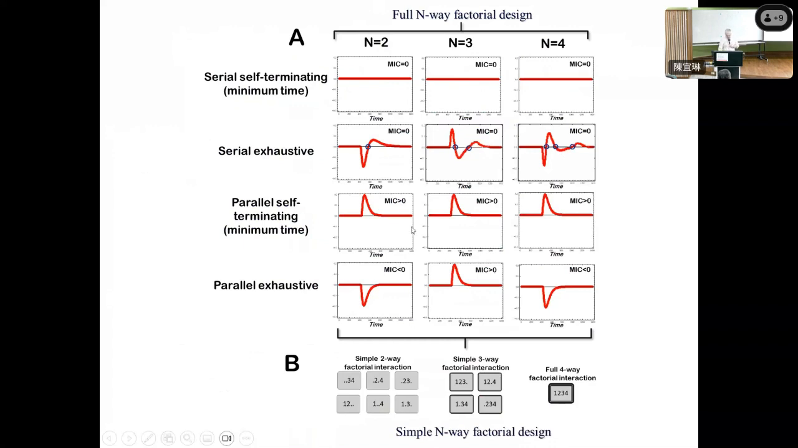Parallel self-terminating stays the same, always positive. This is interesting. And parallel exhaustive flips. All right. Is everybody okay so far? A little bit taxing on your memory, but this is why we need these handouts. I explained what happens if you flip across items.